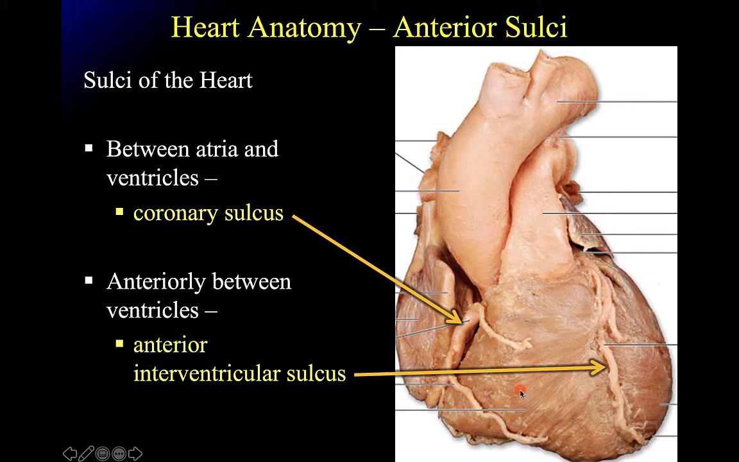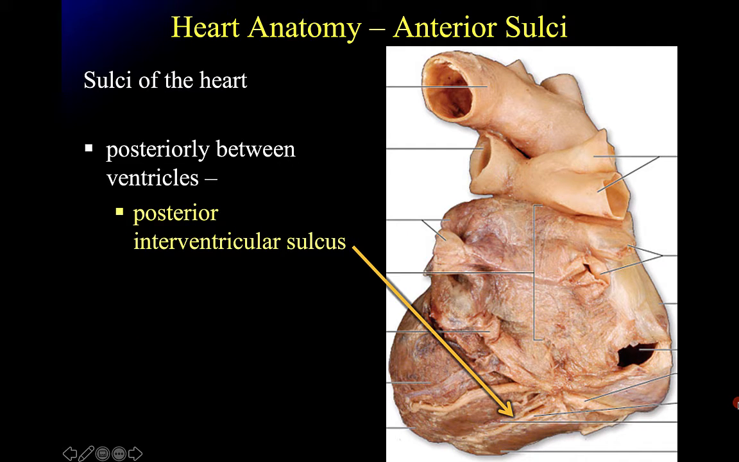Anteriorly between the two ventricles is an anterior interventricular sulcus, and this is the anterior interventricular artery running through that sulcus. It's kind of like having a cleft chin. There's just a little bit of a gap in between that left ventricle and that right ventricle. We, of course, also have one on the backside.